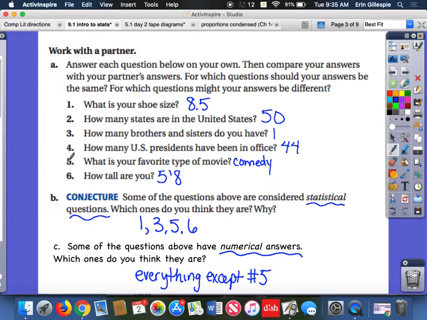So while 5 is a statistical question, we would expect to get a variety of answers. It's not numerical, okay? So it's not one that we can do a lot of the graphing and data analysis that we're going to learn in this chapter. So you wouldn't be able to ask a question like number 5 on your data project. You wouldn't be able to use 4 or 2 because those aren't statistical questions. So questions like 1, 3, or 6 would be good questions to ask on your project, which we'll talk about more later this week, okay?